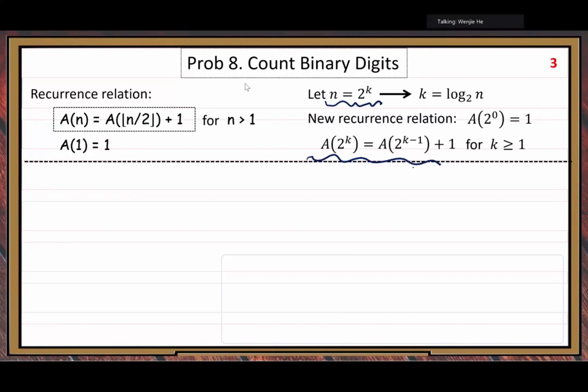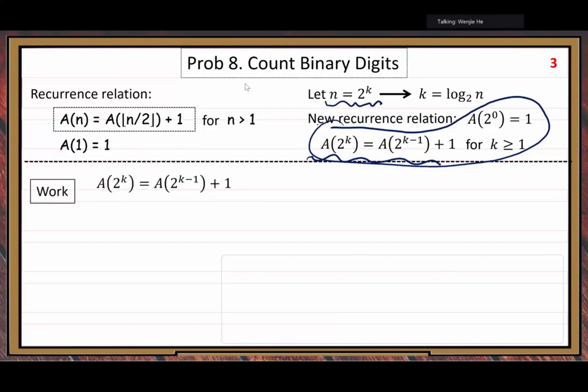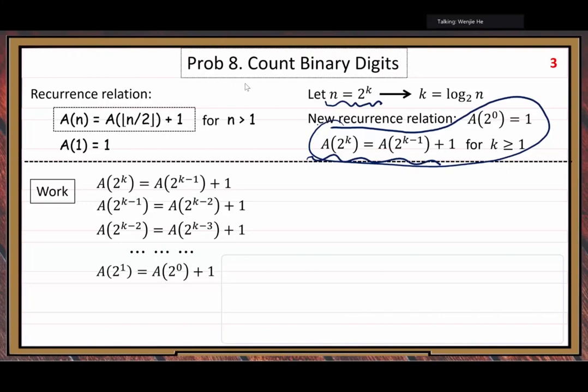And also we have the base case. Now the question: how to solve this new recurrence relation? Let's do the work. First recurrence relation, second recurrence. Let's list all of them, one by one, from beginning to end, with dot, dot, dot, an ellipsis in the middle.